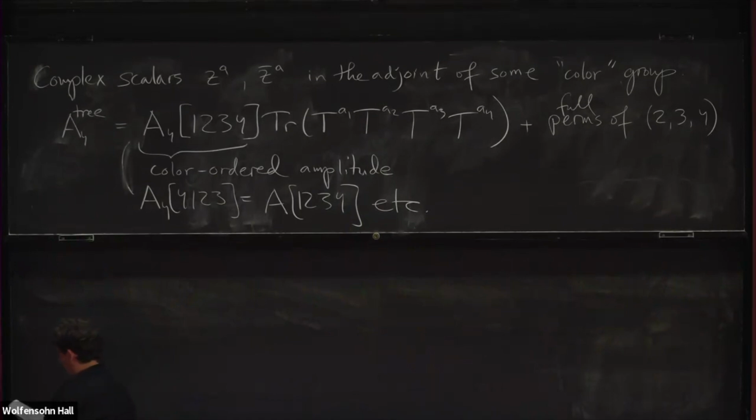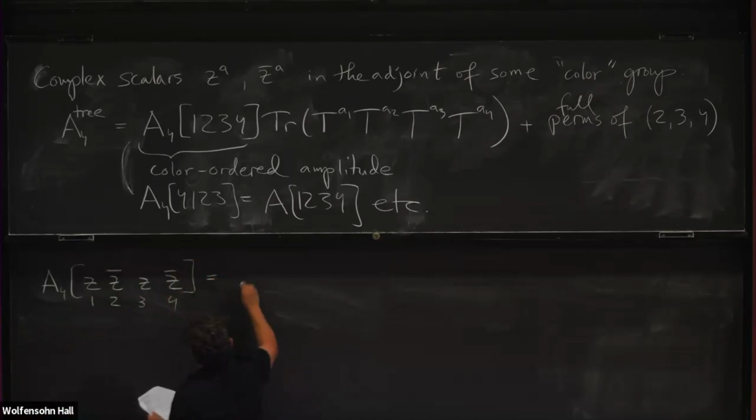Okay, so here it goes. I have some A4 amplitude with scalar. I keep the ordering 1, 2, 3, 4. I will do ZZ bar, and I put the square bracket around to indicate that it's nicely color ordered. There are 2 diagrams. I have 1, 2, 3, 4.